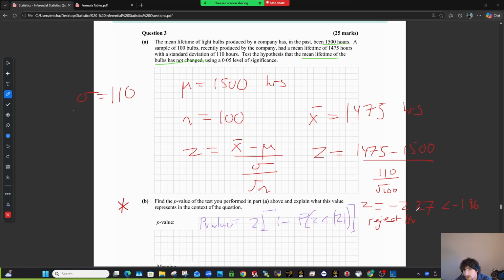Right? This is in the rejection region. The level of significance is 5%. Should this p-value be less than 0.05 or should it be greater than 0.05 if we're rejecting H0? Think about it.